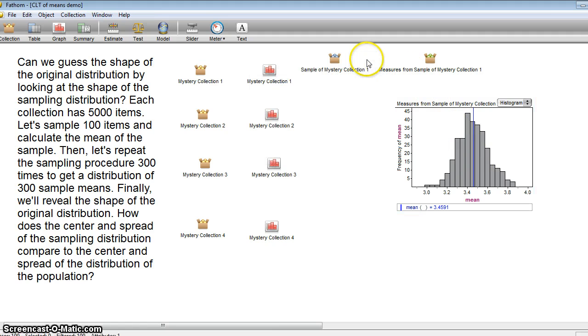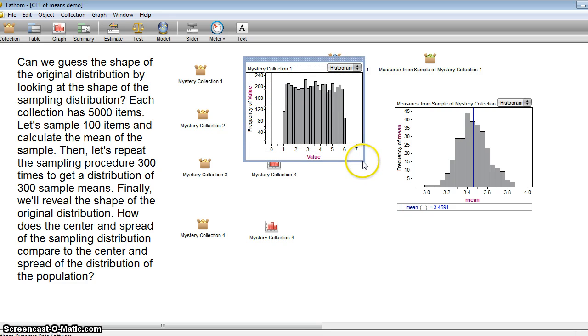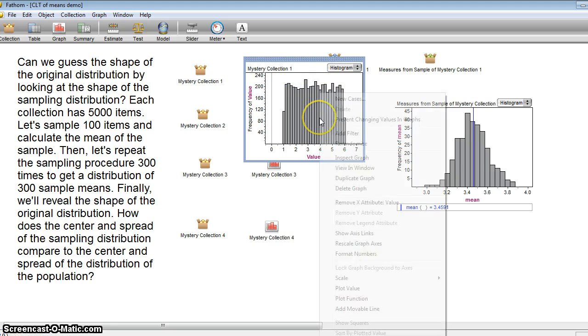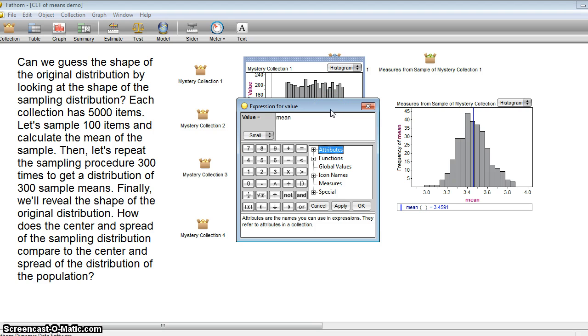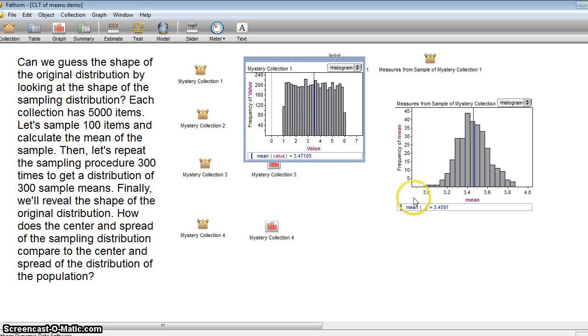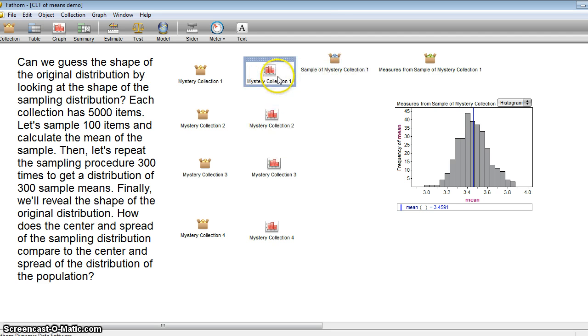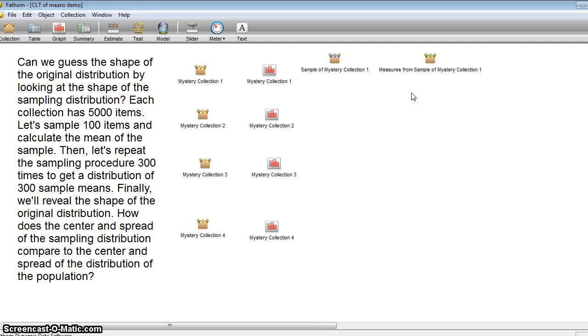That looks good. So let's see, is our original distribution mound-shaped and symmetric? Huh. Clearly it's not. It's almost like a rectangle. This would be more like a uniform distribution. But let's see how the mean of the original distribution compares to the mean of the distribution of sample means. So the mean here is about 3.47, here it's about 3.46. The means are very similar, but notice the spread of this distribution is quite a bit smaller than the spread of the original distribution. Alright, let's take a look at mystery collection number 2.